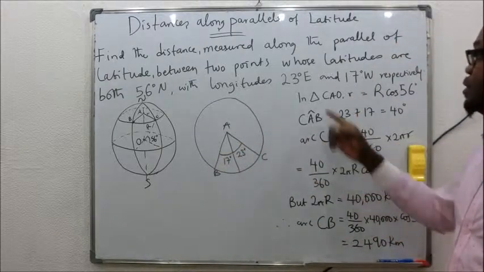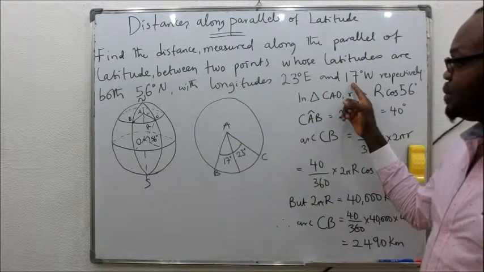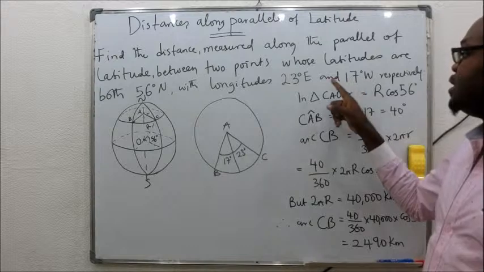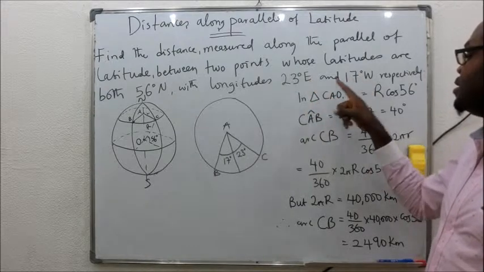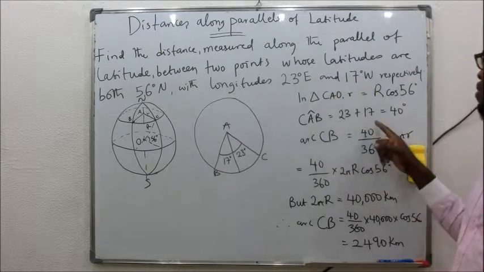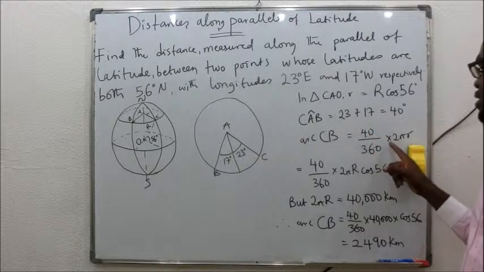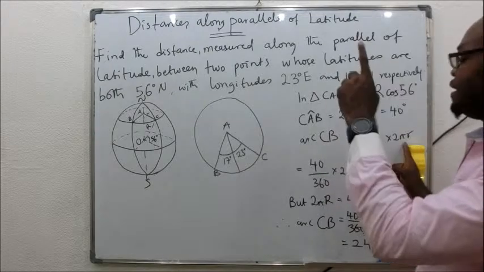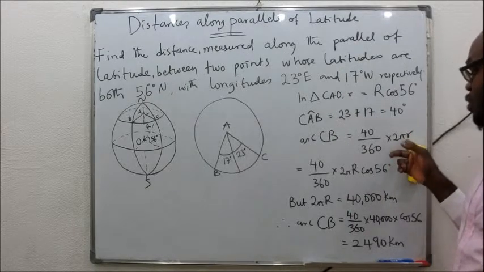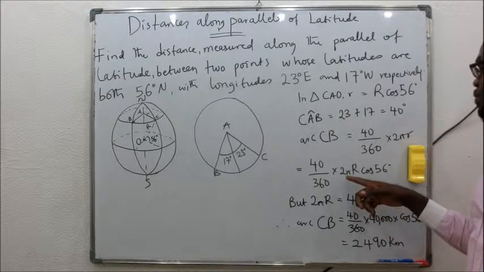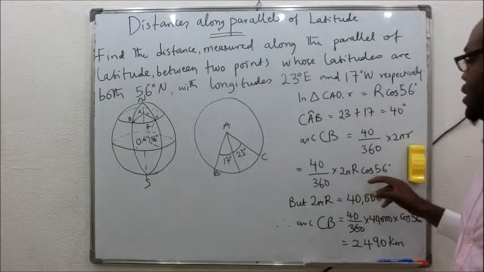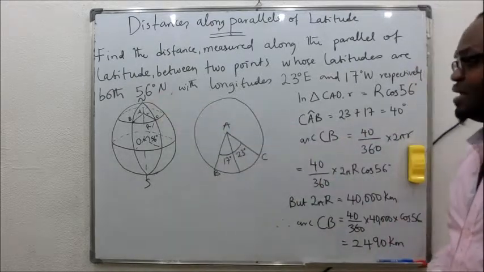This is what you go through. Check out the angles, provided they are having constant latitude. Check out the longitudes. If they are having the same direction, if it is east-east or west-west, subtract. But if it is east and west or west and east, add them up. Then the angle that you get all over 360 times 2 pi r, if it is for great circle. But if it is for parallels of latitude, 2 pi small r, where the small r is equal to big R cos 56, cos the angle of the latitude. And that's how you go about it.